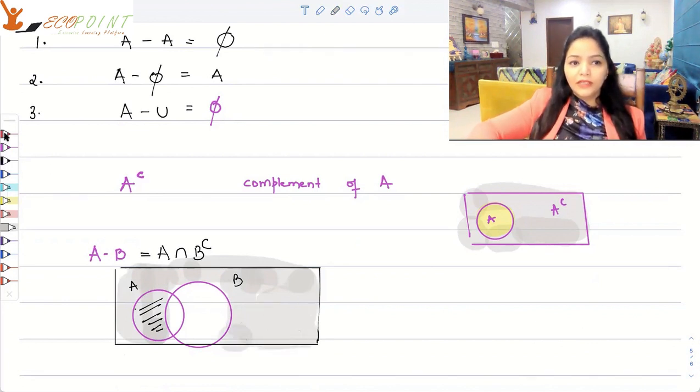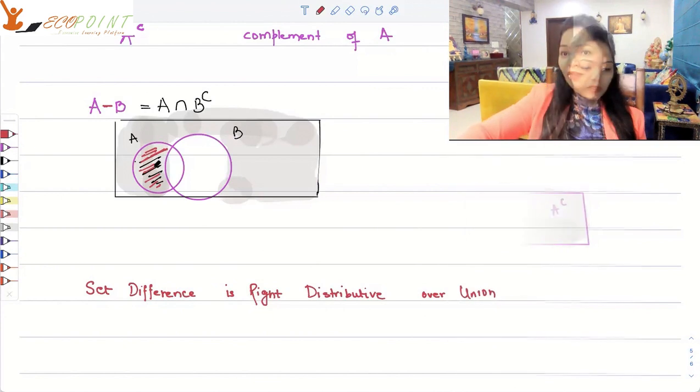And if you take the intersection of A with this gray part, this is the portion you will get, and this portion is nothing but A minus B. So A intersection B complement is this portion. Okay, a fun fact here.